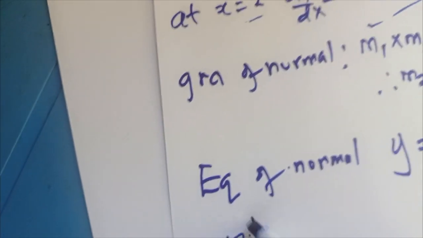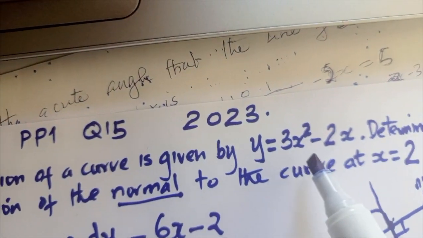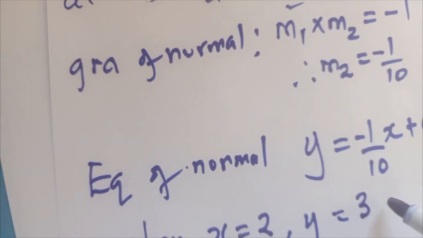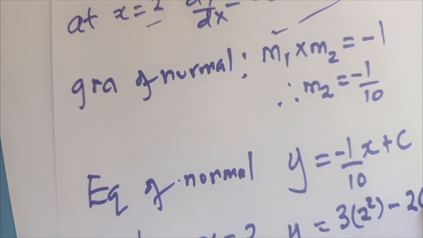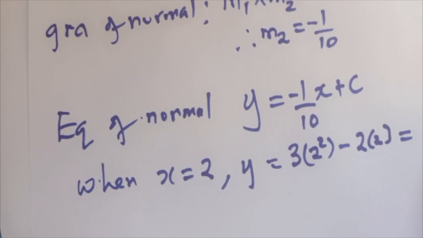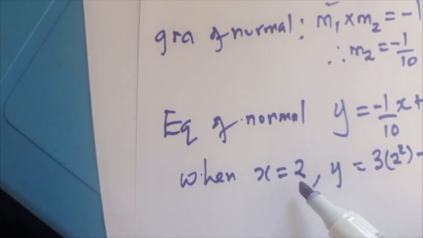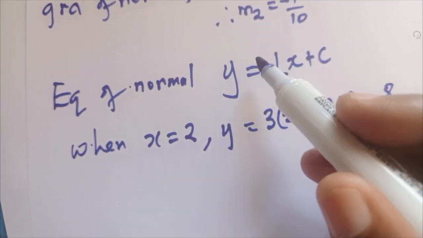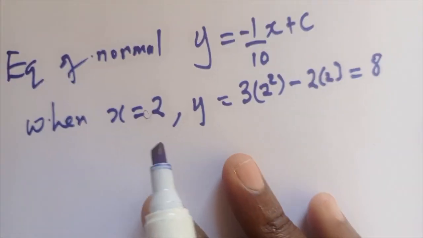Now when x is equal to 2, the value of y from the curve, we substitute. To get the value of y, we substitute in this equation. So we'll have 3 times x squared, now our x is 2, so 2 squared, minus 2x, but our x is 2. So that's what we have, and this gives us 12 minus 4, which is 8. So we have the value of x and we have the value of y. We want to use these two values, the value of x and the value of y, and we substitute in this equation to get c, the point through which the normal cuts the y-axis.